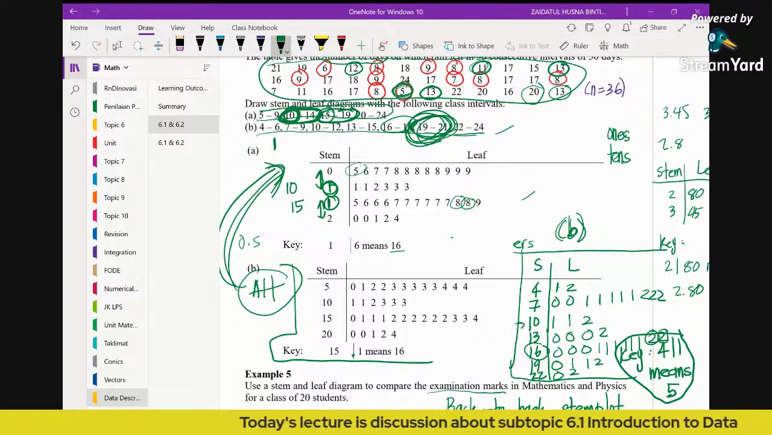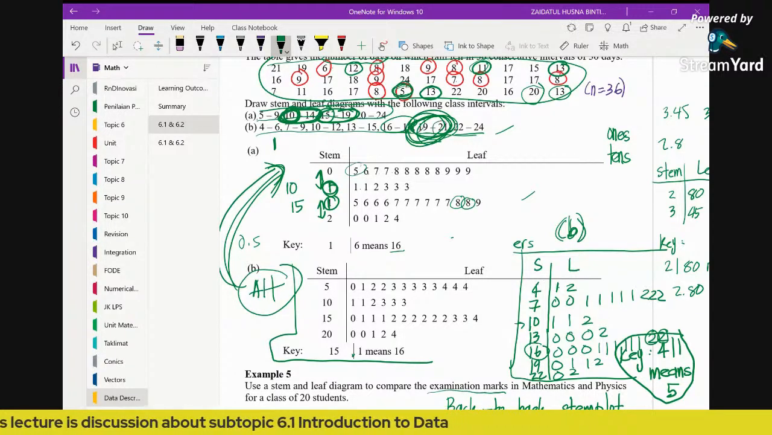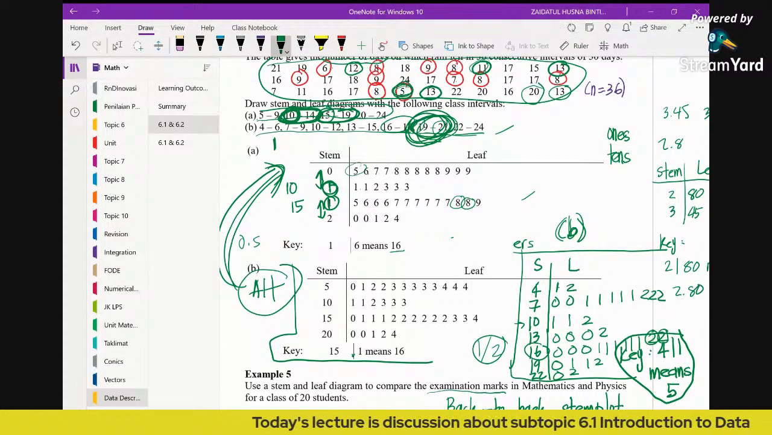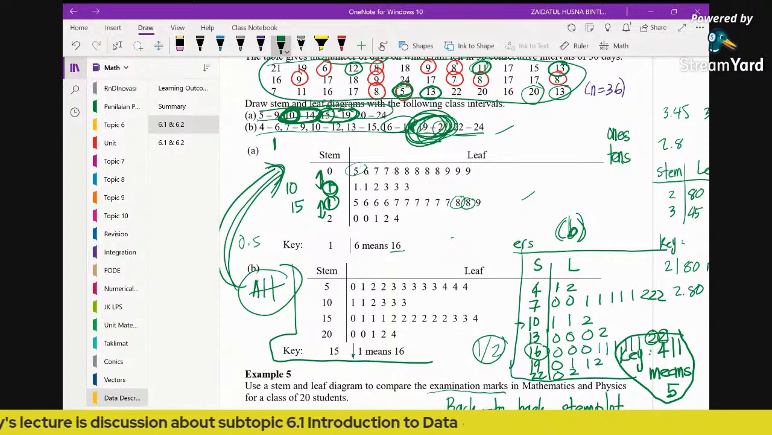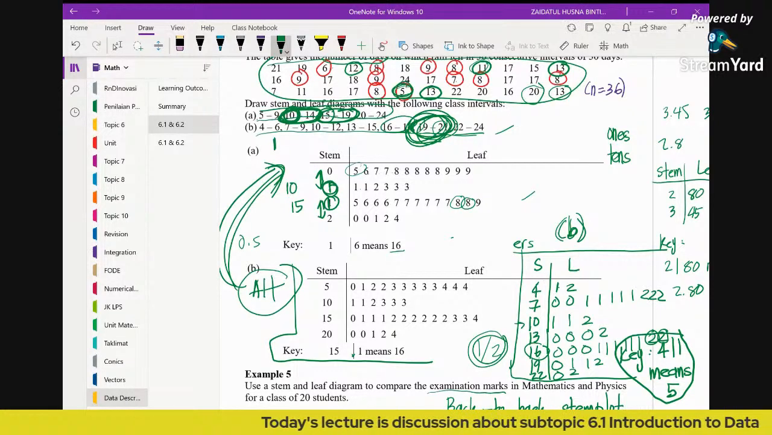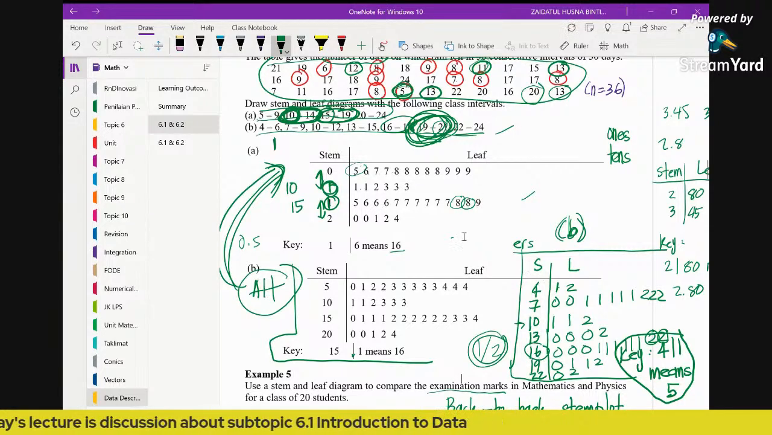So we cannot use the front digit to represent the stem because in this case we do have two different numbers, 1 and 2. So we will not be able to put 1 or 2 here, because the stem usually will be represented by one particular number only. And we cannot have options like this one, 1 or 2. So it has to be either one of them. Okay, so that is all basically about stem and leaf.